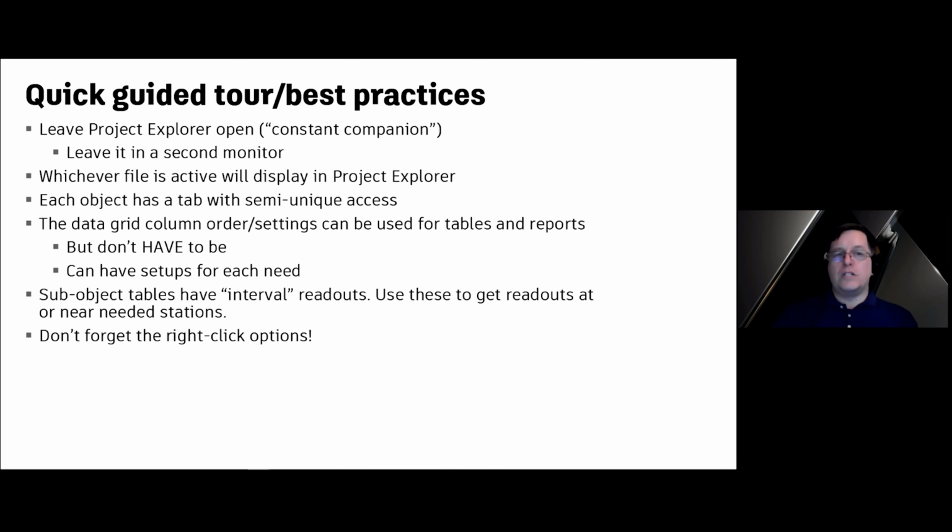I also want to mention that whichever file is active is what's going to display in Project Explorer. So the information that you're seeing will be from the active drawing file. You could have multiple files open and know that what you're seeing there is the most active file. Also, you're going to see a series of tabs at the top that indicate the different objects that you have access to. Each object has a tab, and you'll have semi-unique access through those tabs. Now, some objects have similar things like elevations or northing and easting, but some objects have very unique items, and so you'll see those appear and different formats show up depending on the object that you've selected, the tab that you're in.